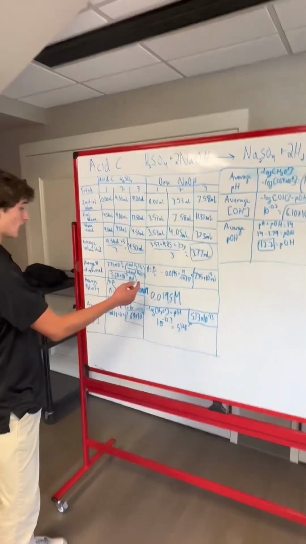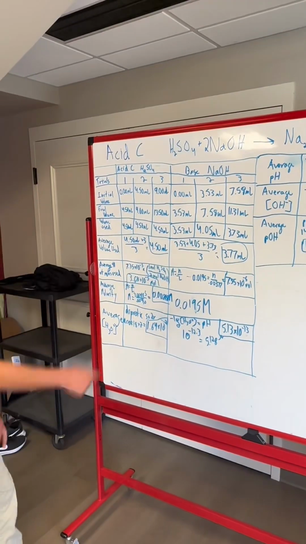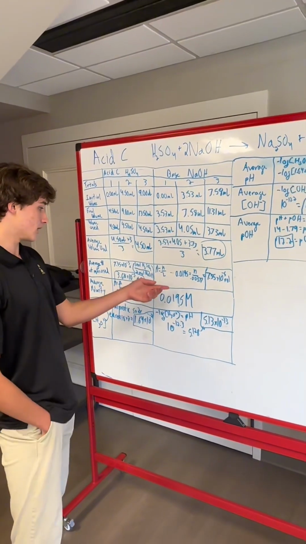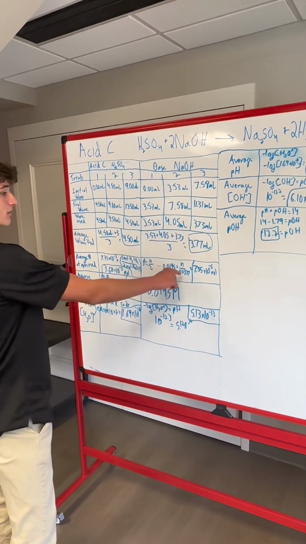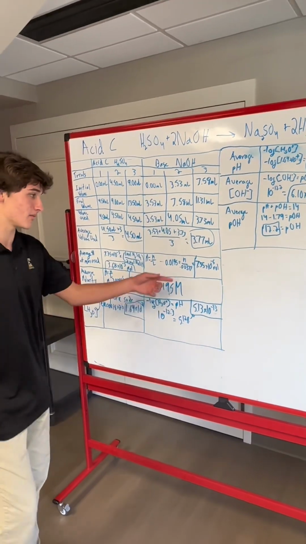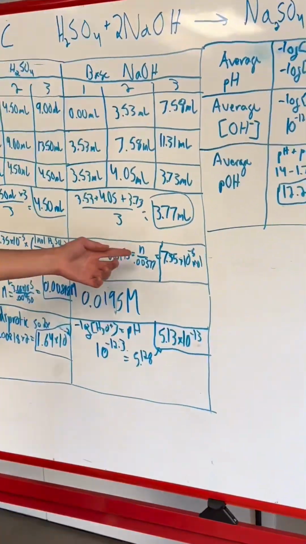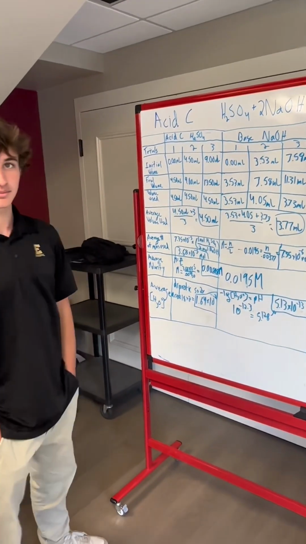And then to find the number of moles, we can use the formula of molarity equals the number of moles over the volume in liters. Since we're given the molarity, we plug it in, and it equals the number of moles divided by the average volume used, but in liters instead of milliliters. And then our number of moles will equal 7.35 times 10 to the negative 5th moles.